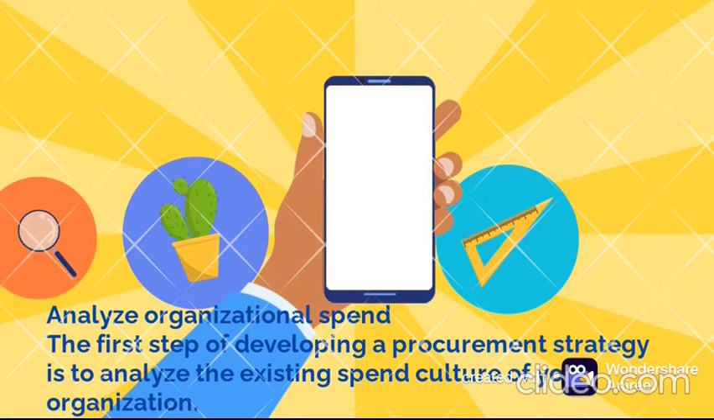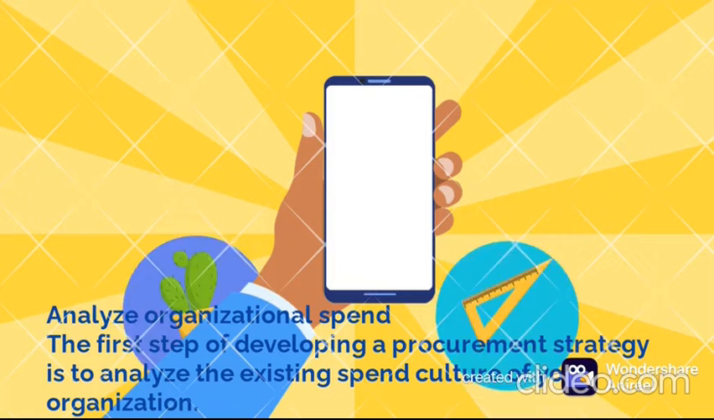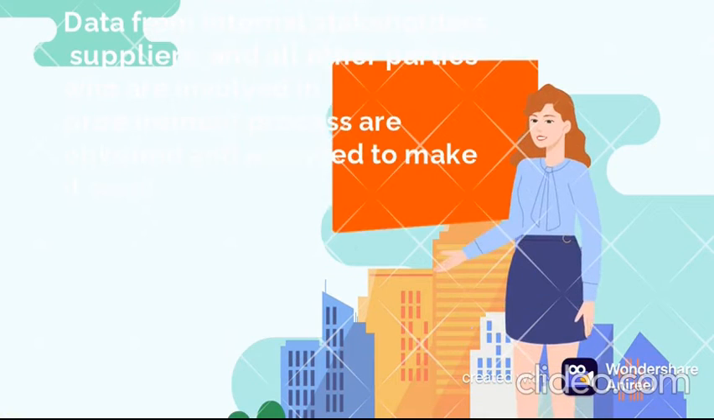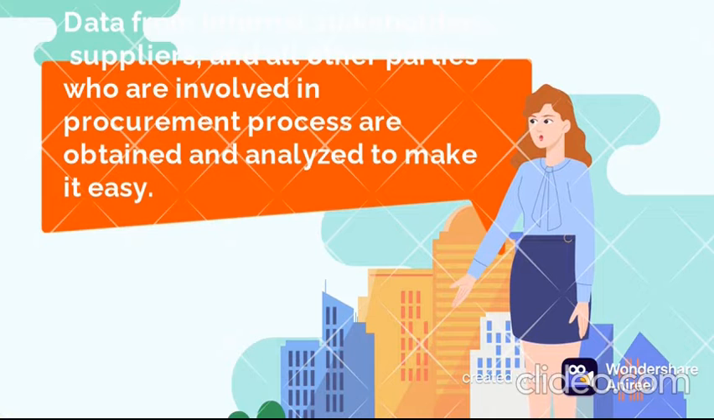Analyze organizational spend. The first step of developing a procurement strategy is to analyze the existing spend culture of your organization. Data from internal stakeholders, suppliers, and all other parties who are involved in the procurement process is obtained and analyzed to make it easy.